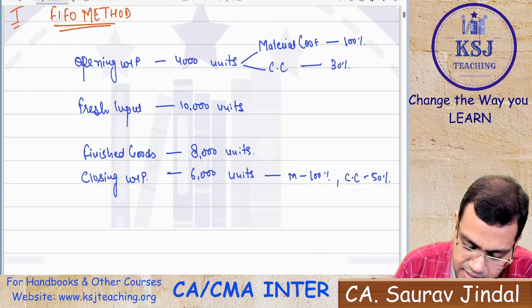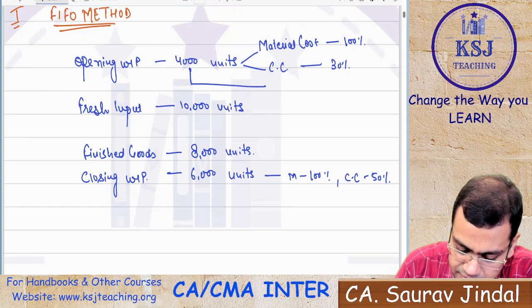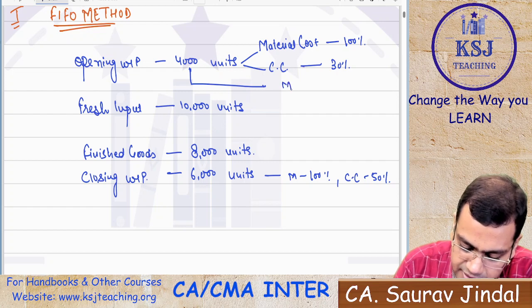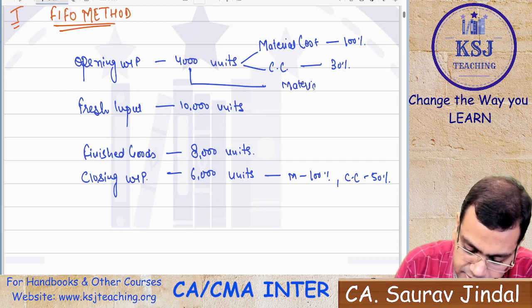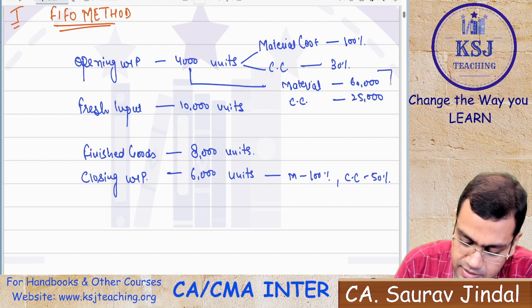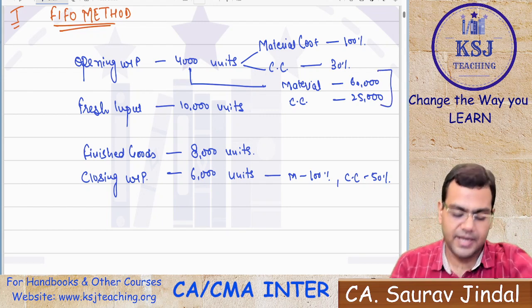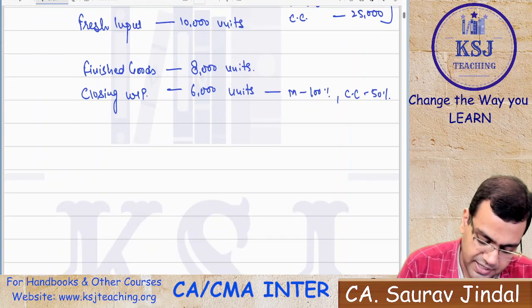Now he says on these 4,000 units, some of the cost has been incurred. Material cost has been incurred, let's say 60,000 rupees. And conversion cost has been incurred, let's say 25,000 rupees. This is already incurred on the opening WIP. And in the current period, what is the cost incurred?